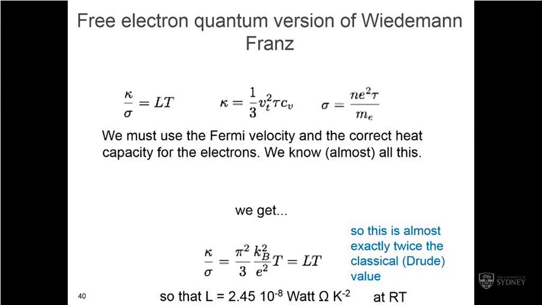Okay, so remember with the Drude theory, this was either 0.9 or 1. It was half that of the measured ones. Now we've got a really nice value, 2 point something. Okay, so that's much better than Drude.